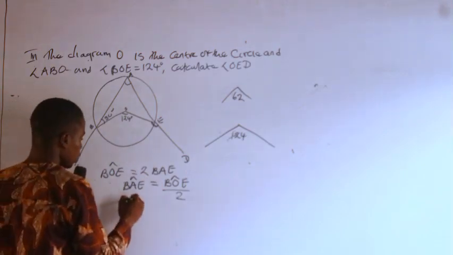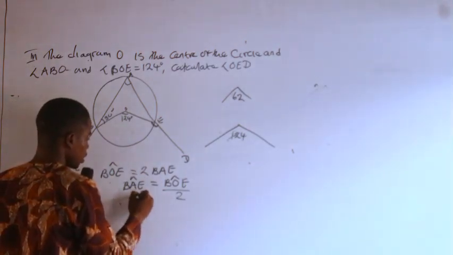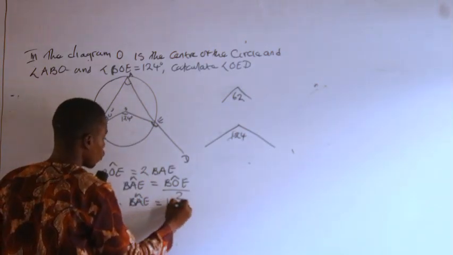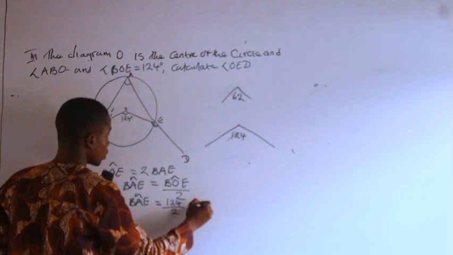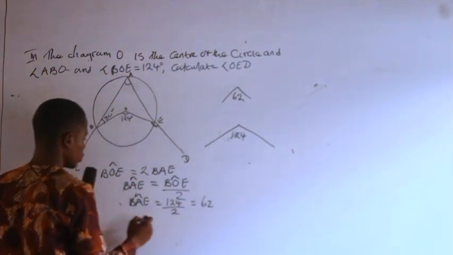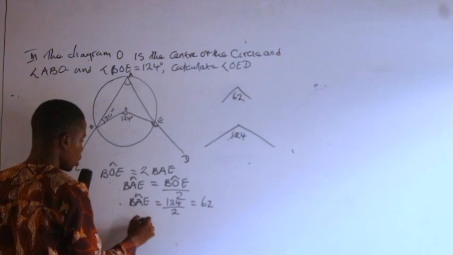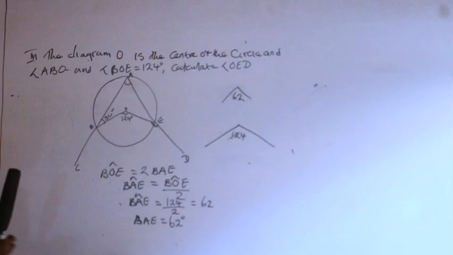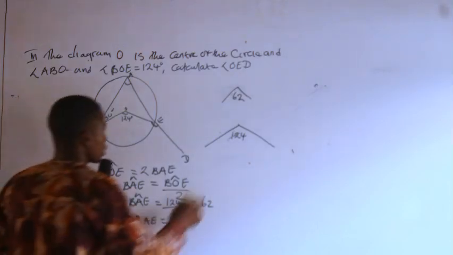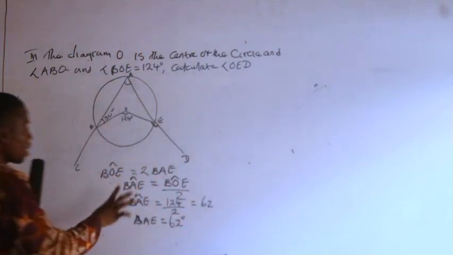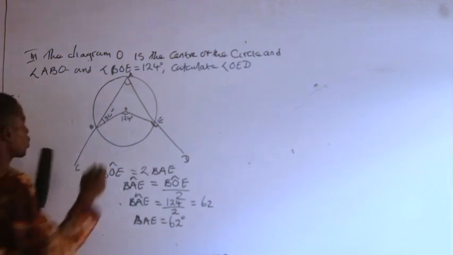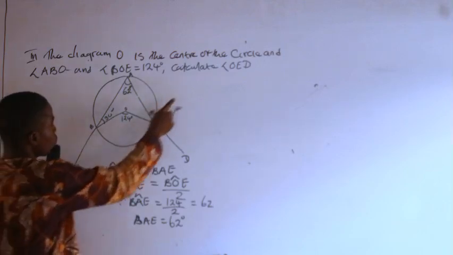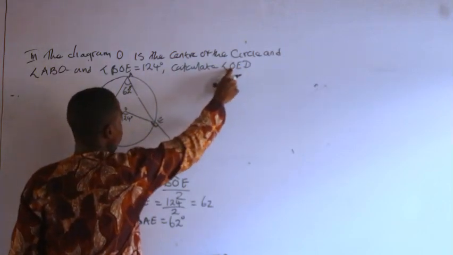BAE equal to, divide this one, 124 all over 2. The answer is 62. BAE equal to 62 degrees. Are you getting me now? 62 degrees. The next one, when you already know this one, the angle of this one is 62 degrees. Now they said that we should find the angle OED.